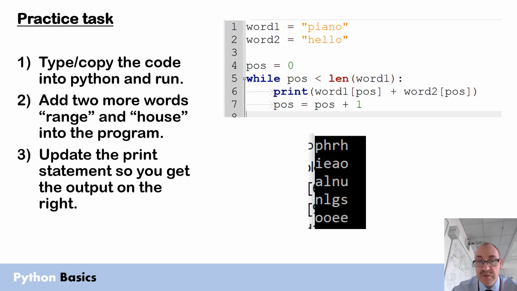The output you're aiming for is on the screen as well, so you can see there all of the words are printed going downwards, and that's what you are going to try and achieve as well. Okay, so have a go at that. I'm going to pause the video. I'm going to go over the answer in a moment.